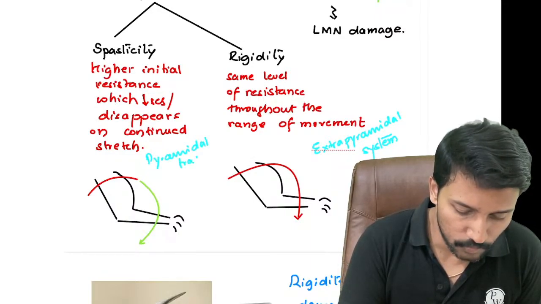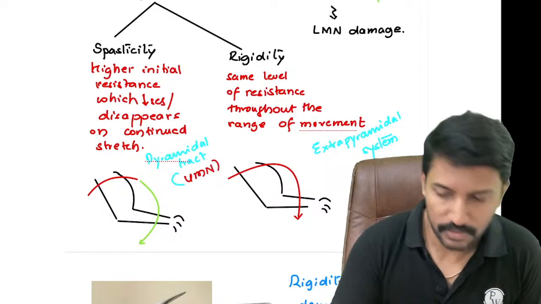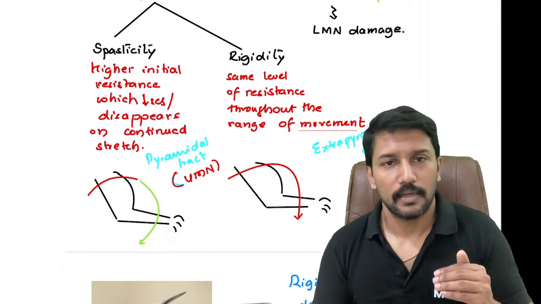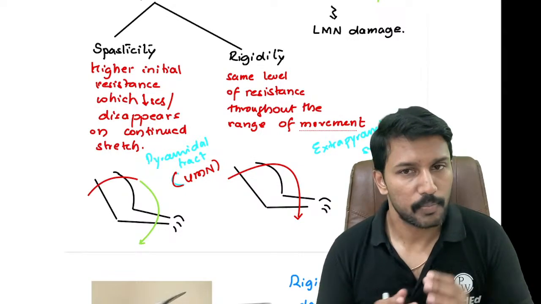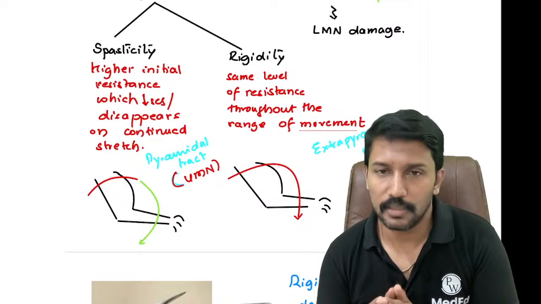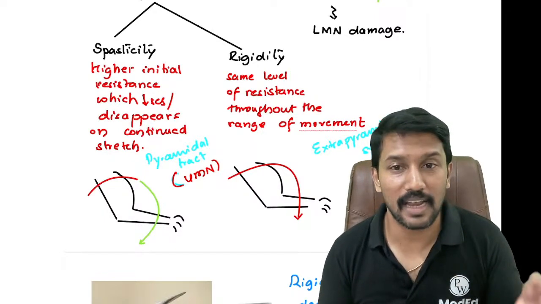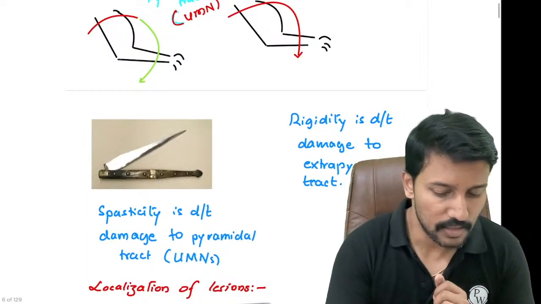And in the pyramidal tract, what neurons do we get? We get the upper motor neurons. That is why the hypertonia that we see in upper motor neuron damage is also called spasticity. There is another term used for describing spasticity. Spasticity is also called clasp knife rigidity. Clasp knife rigidity. This is a clasp knife.